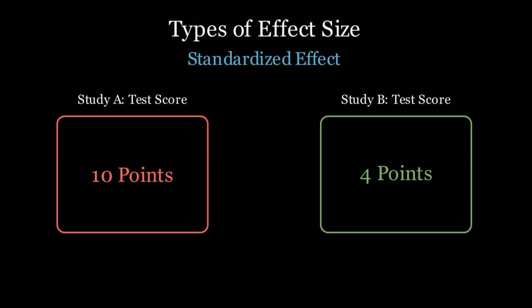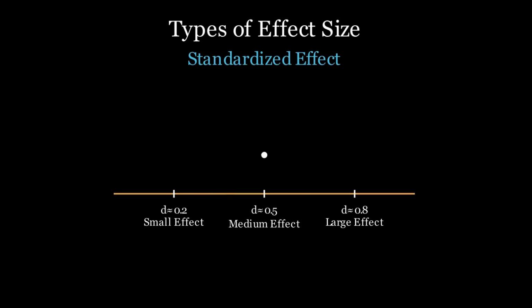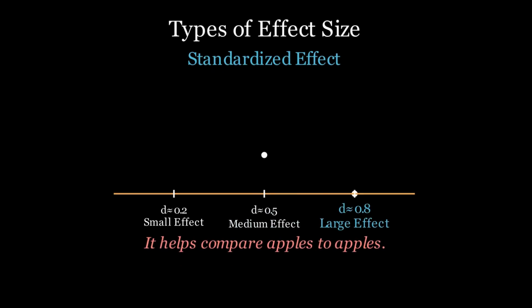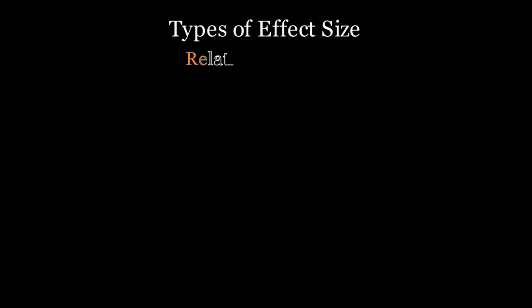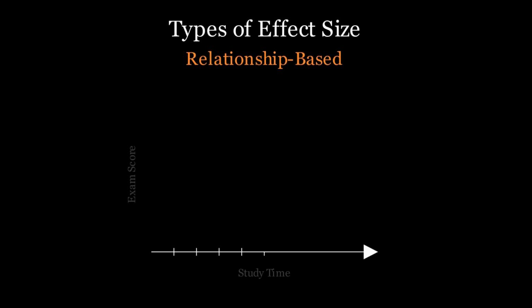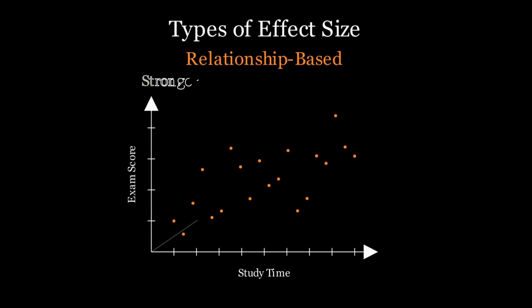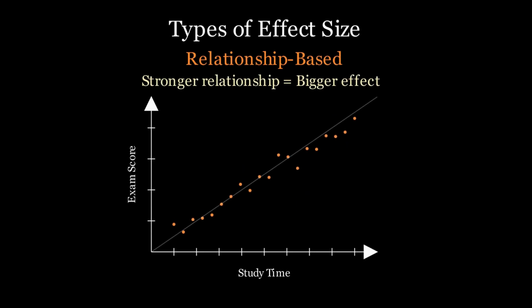Third, standardized effect. Sometimes we remove units to compare across different studies. This gives us values like small effect, medium effect, large effect. You don't need formulas right now. Just remember, it helps compare apples to apples. Fourth, relationship based. Effect size is not just about differences, it can also measure relationships. Example, study time versus exam score. A stronger relationship means a bigger effect size. Now, let's bring this into real world situations. Because effect size only makes sense when you connect it to decisions.